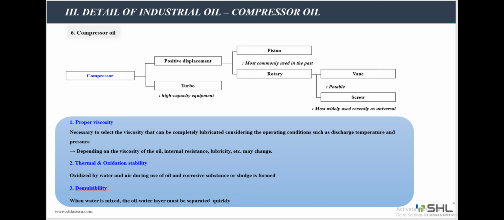Regarding compressor oil, there are two types of compressors: displacement compressors and dynamic compressors, or turbo. The displacement compressor includes two types, piston and rotary. The piston type has been in common use for a long time, but today traditional piston compressors have increasingly been replaced by screw compressors. The reasons for this are the lightweight and compact dimensions of rotary compressors, low noise and vibration-free operation, and their reliability. Therefore, the most commonly used compressor oil is for screw compressors.